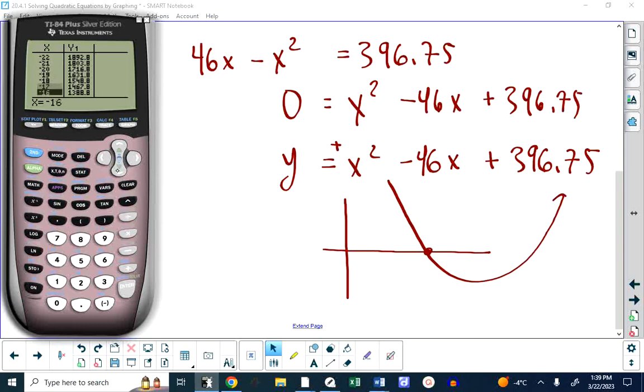But if I continue to increase for x, y decreases, decreases. Oh, it's becoming negative. Is it going to go back up? Now it's going back up again. And it's crossing 0 again, the x-axis, around 34 or 35. Based on that, I'm going to put my window settings from, say, 10 to 40. Remember, it was crossing somewhere around 12 and somewhere around 35.